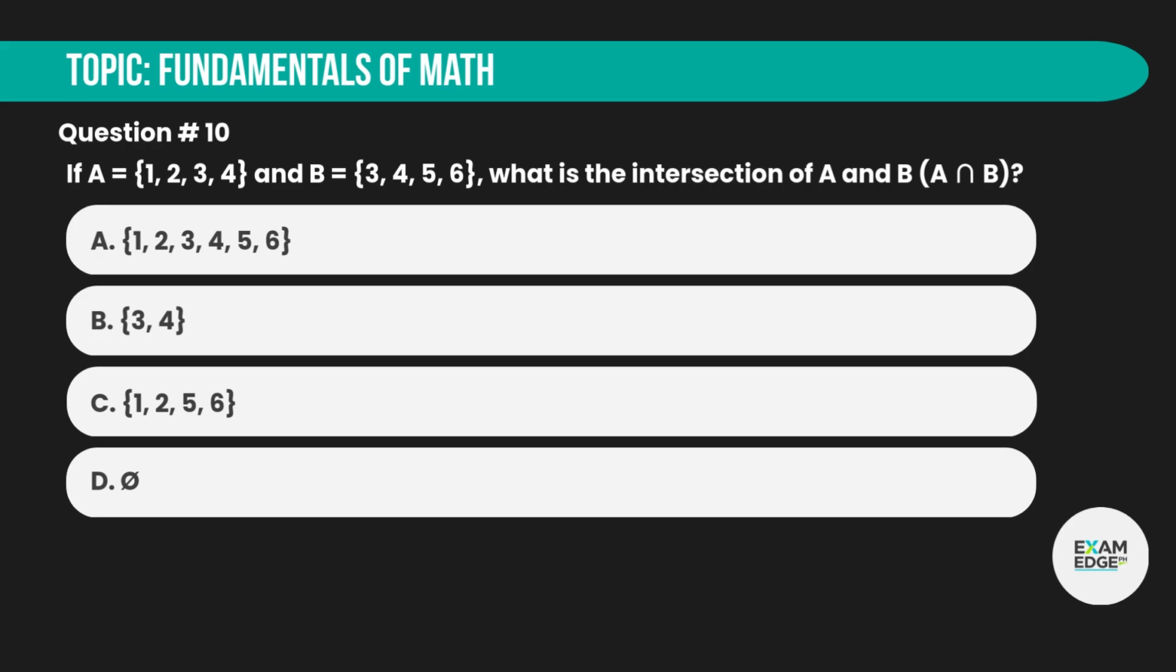Question number 10. If A equals set 1, 2, 3, 4, and B equals set 3, 4, 5, 6, what is the intersection of A and B? A. Set 1, 2, 3, 4, 5, 6. B. Set 3, 4. C. Set 1, 2, 5, 6. D. Empty set.